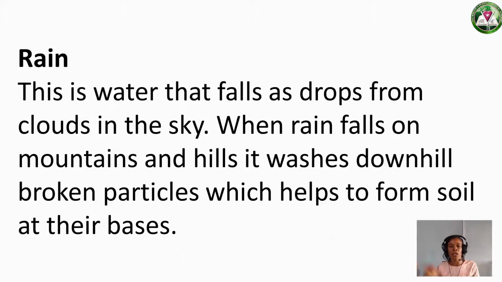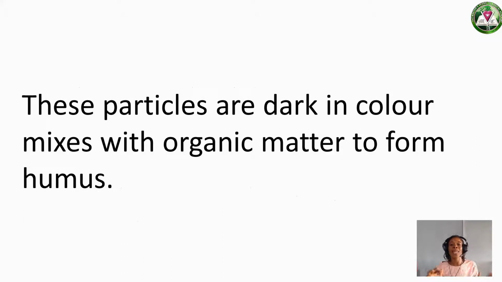You see the other side of it is slopey. Now when rain falls, the rain will carry drops from up there to the base, to the down part of the hill or mountain. And when these things decay, they form what? Soil. So we say that rain is one of the agents of soil formation because it carries drops from clouds, or when it falls on mountains, it washes the mountain, bringing down broken particles which help to form soil at their bases. These particles are dark in color.